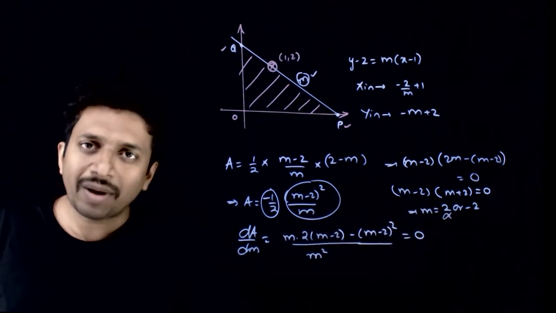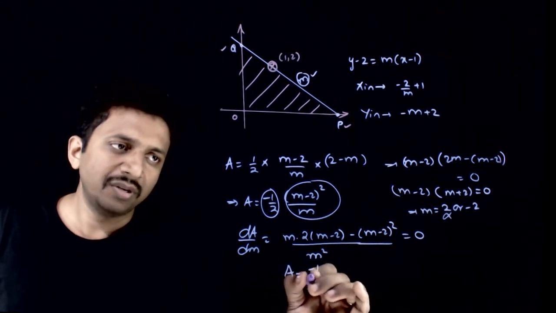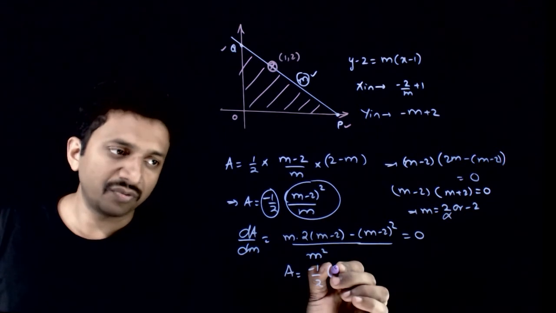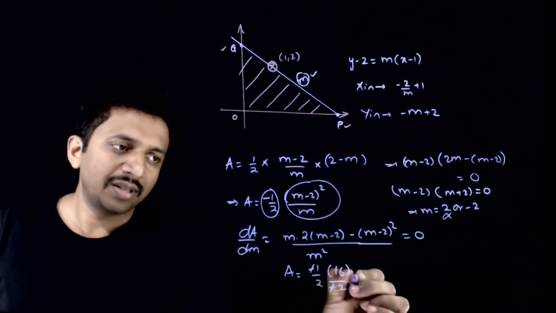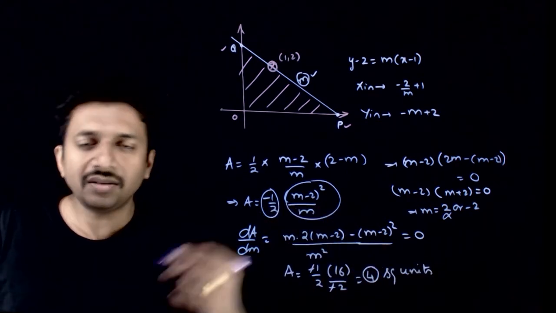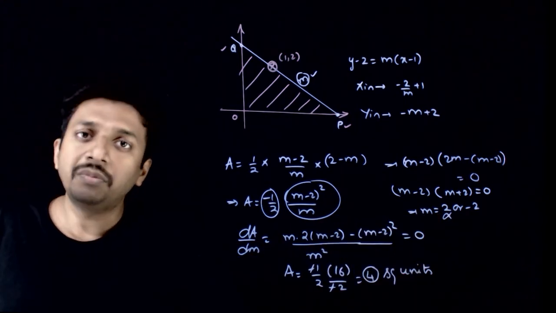If m is equal to minus 2, we have area equal to minus half times (minus 2) whole square. That is 4 square is 16 by m, which is minus 2. That is equal to 4 square units. So that's the minimum area, and that happens when m is equal to minus 2.